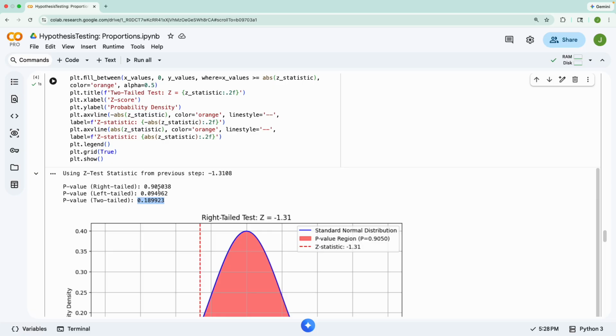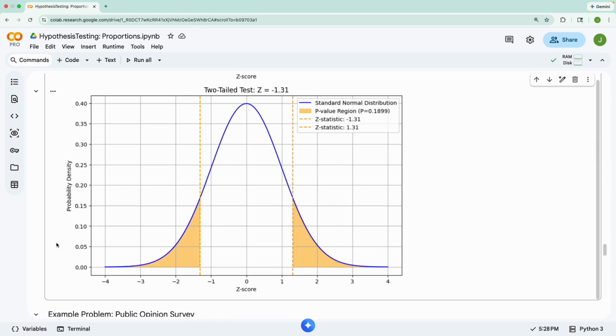So it's not that unusual to observe 10 out of 500 defectives if the true population rate of defective is 3%. So 3% is a reasonable thing.